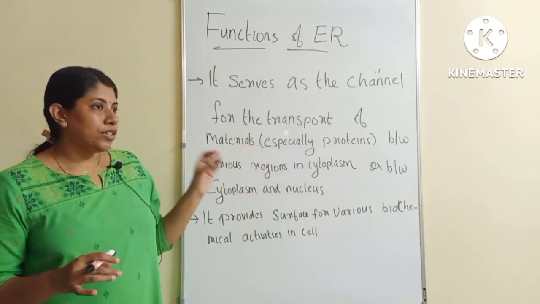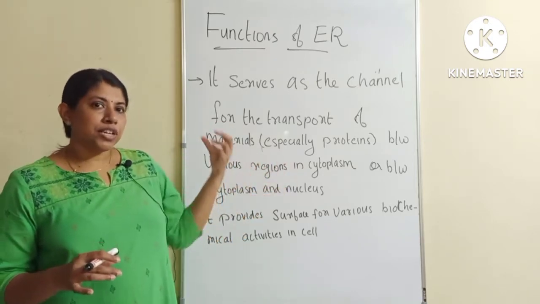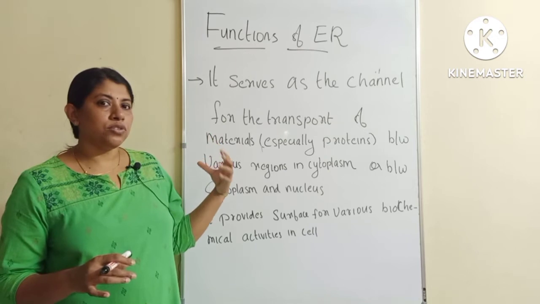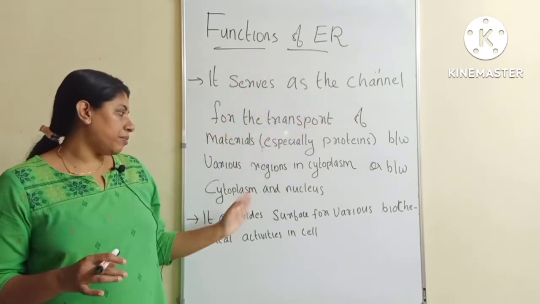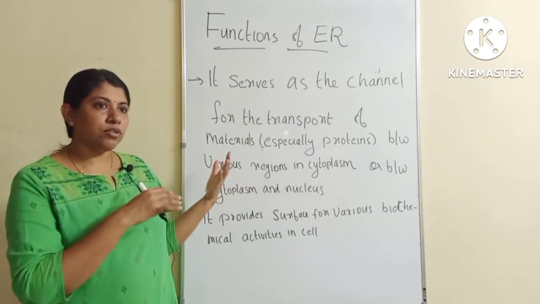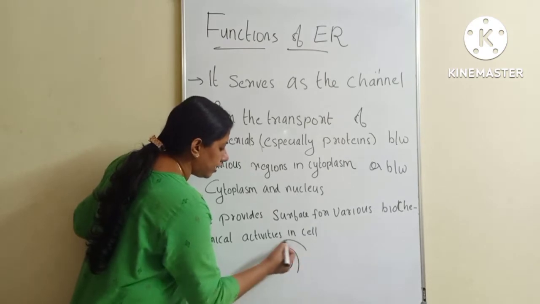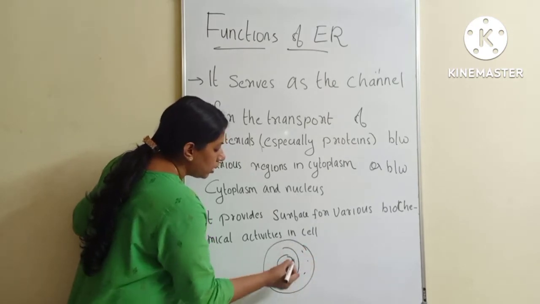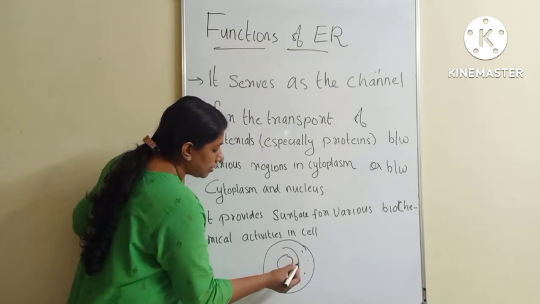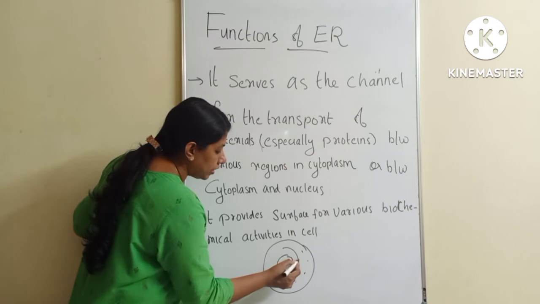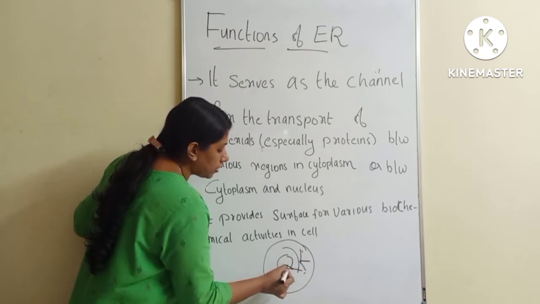So at that time this endoplasmic reticulum which is present in the cytoplasm acts as a channel to transport the protein synthesized on it to different parts in the cytoplasm or to the nucleus, or between the cytoplasm and the nucleus. This endoplasmic reticulum is present like this. Okay, this entire thing is present in the cytoplasm. So the endoplasmic reticulum acts as a channel to transport the materials synthesized, like proteins and lipids, into the different parts of the cytoplasm or between the cytoplasm and the nucleus.